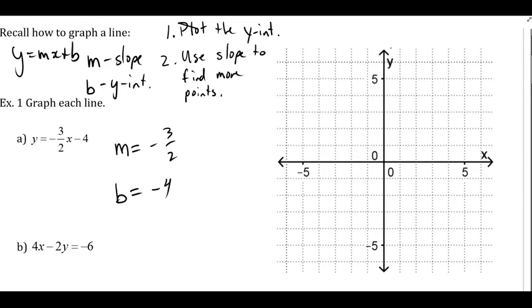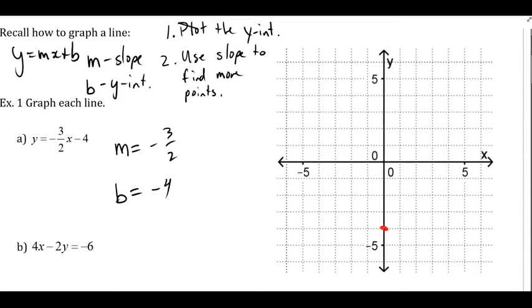Y-intercept is -4. Y-intercept is always on the y-axis, so I go to -4 on that vertical axis. Some people are asking, what about x? No, that's something else. So you don't put the point on the x-axis. That would be wrong if you did it that way. So always put it on the y. That's what it is, the y-intercept. B is always the y-intercept. I put it there, and then I use the slope to find more values.